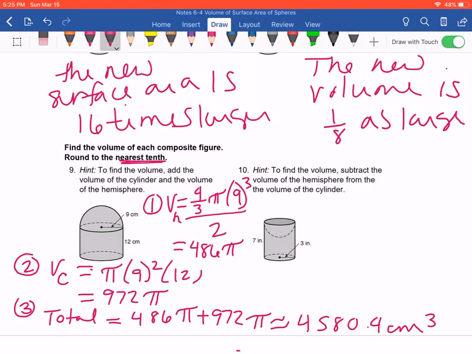Now on number 10, I do want to address this one real quick. It says to find the volume, subtract the volume of the hemisphere from the volume of the cylinder. One thing I do want to address is in your homework, you're going to see problems that look like this for this lesson, and it's going to look kind of strange to you. So when you see a situation that's inverted like this in your homework, it will be shaded a little bit, okay, in this area. You'll see it'll be a little bit darker right here.